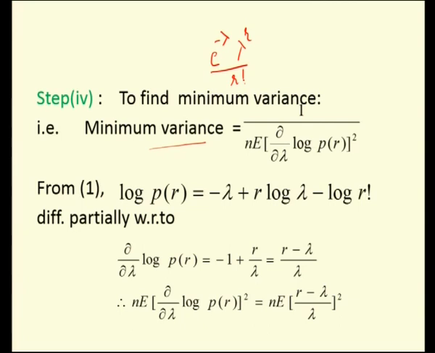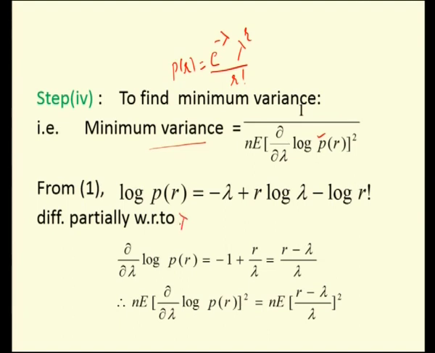So, when you take log, this is your P of R. So, when you take log, you will have log P of R. Here when you take log, it becomes minus lambda plus R log lambda, minus log R factorial. Now, according to this step, we have found out log P of R. Next, we have to differentiate partially with respect to lambda.